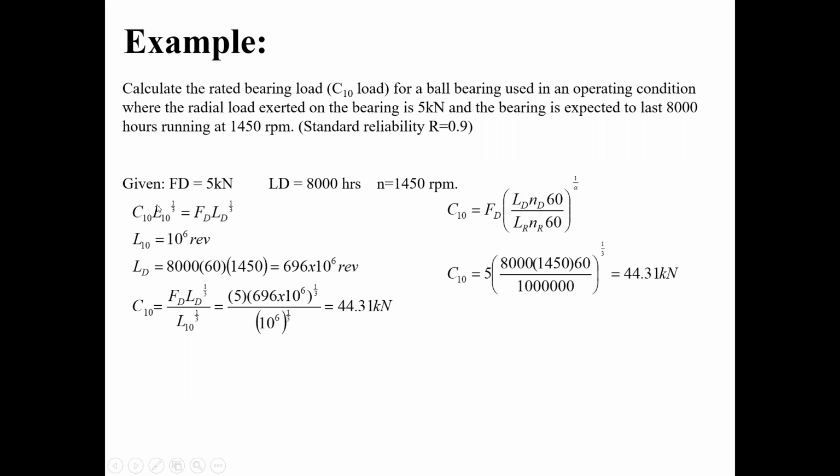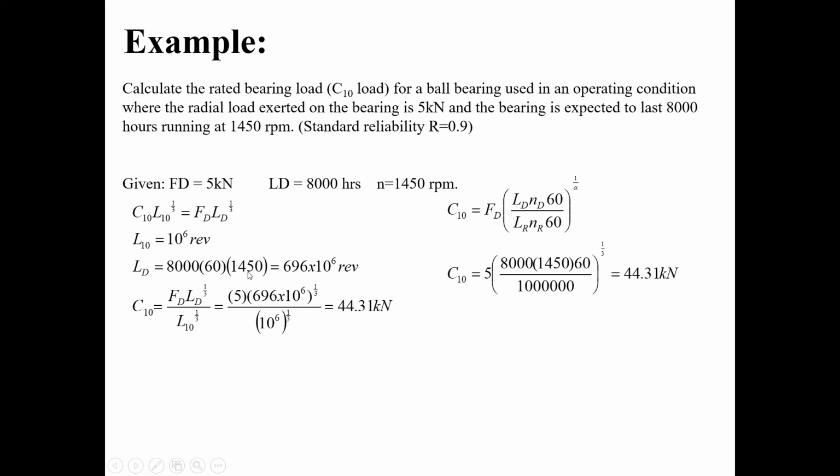So that means this is the desired FD, the desired LD, and it happens at 1450 RPM. This is the input. This side is C10 and L10. This is FD and LD. This is a ball bearing, so the exponent is 1/3. L10 is fixed at 10 to the power of 6 revolutions, and LD is 8,000 hours.